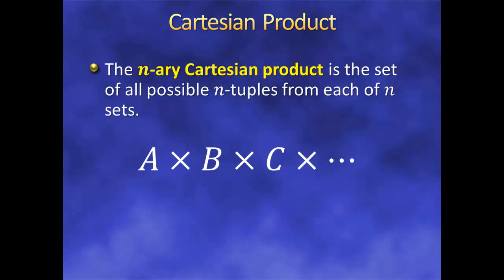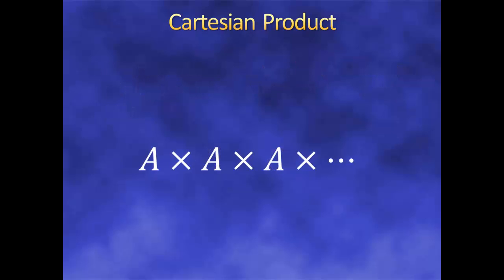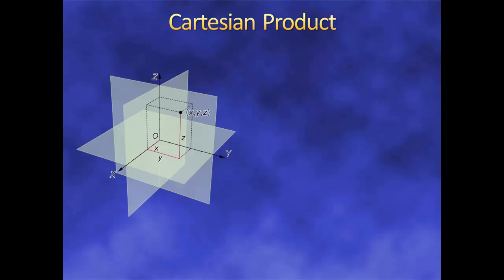Again, as with Cartesian squares, we can find the n-ary product of a set, A, with itself, which will be called a Cartesian power. So Euclidean space, which can be thought of as the set of all ordered triples of real numbers, can be written as R cubed.